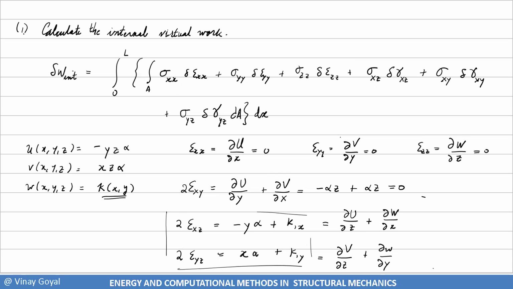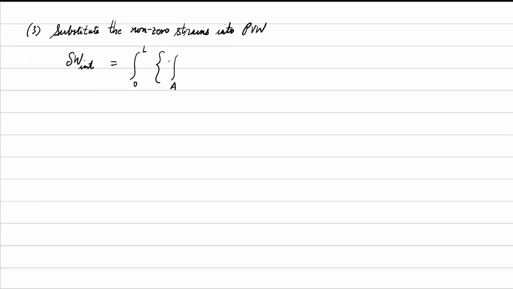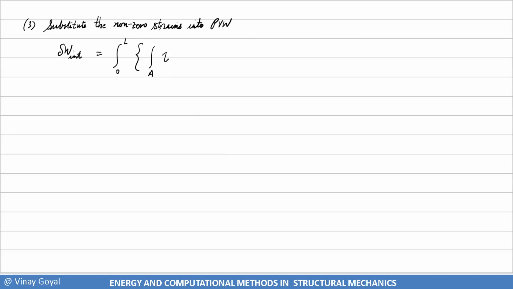Remember, that's step number 2. Calculate non-zero strains, which we did. Now we can apply the virtual quantity to that. And when I do that, I'll get that internal virtual work. So substitute these non-zero strains into the principle of virtual work, and then we find the internal virtual work equals the integral from 0 to L, integral over the area, and then the only non-zero term is tau. I apologize again. Not tau, I'm using sigma.